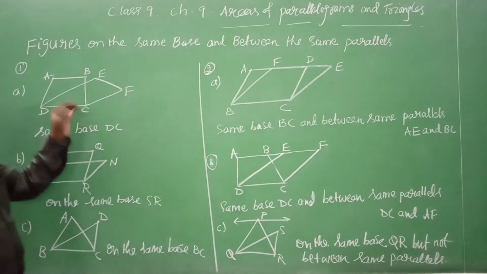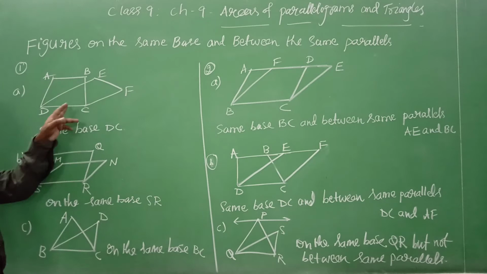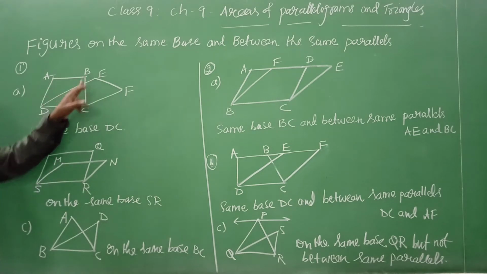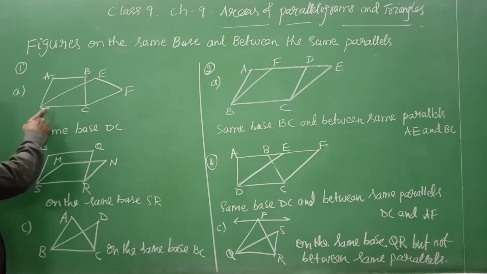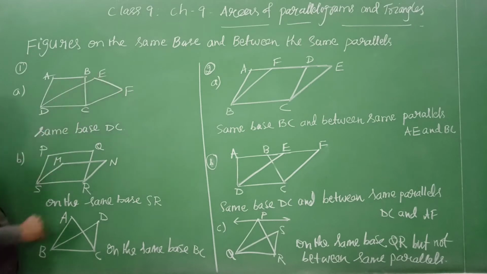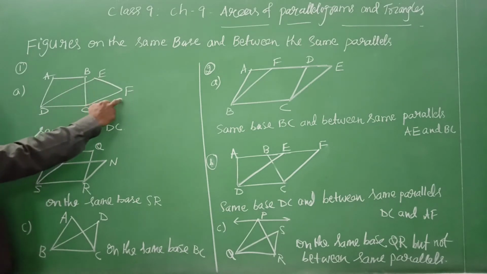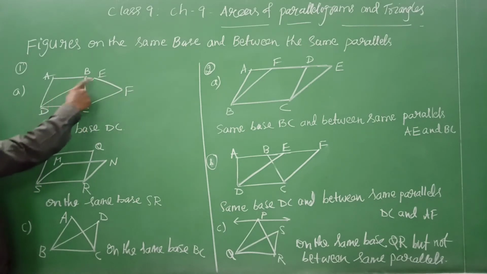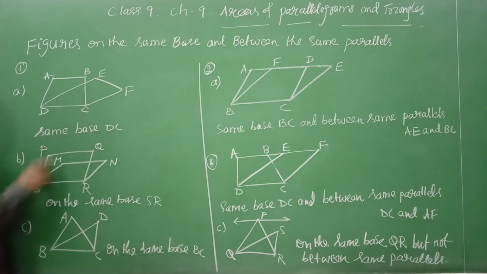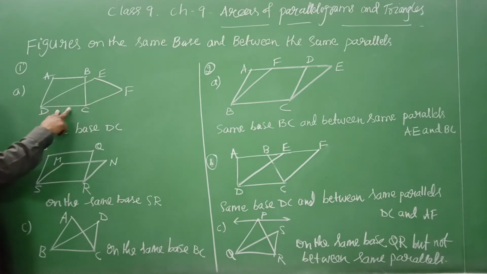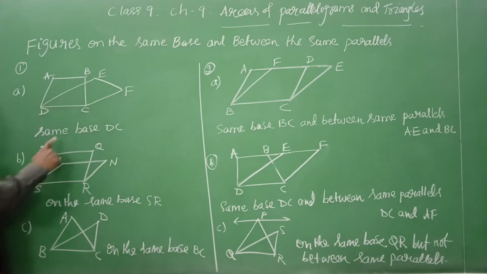a trapezium or a parallelogram, whatever the quadrilaterals here we have ABCD and DCFE, or CDEF. They both are lying on the same base. They are standing on the same base. So same base DC.